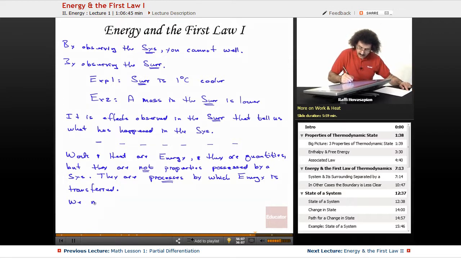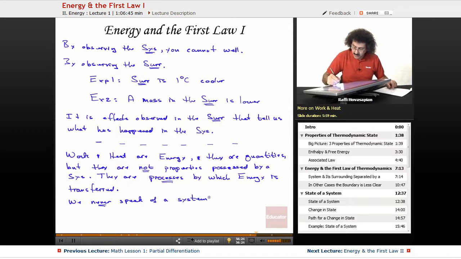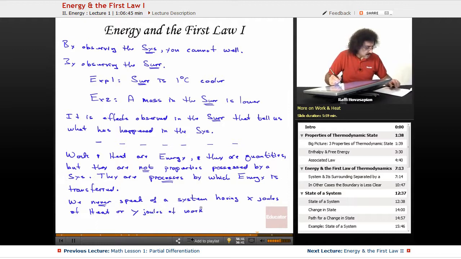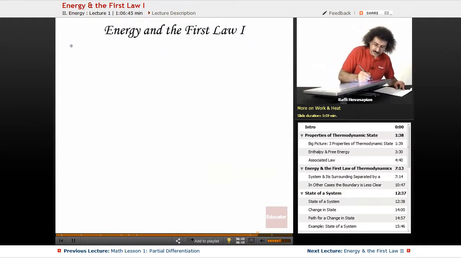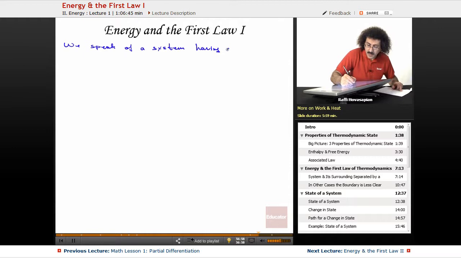Okay. We never speak of a system having X joules of heat or Y joules of work. What we do say, we speak of a system having a given energy.